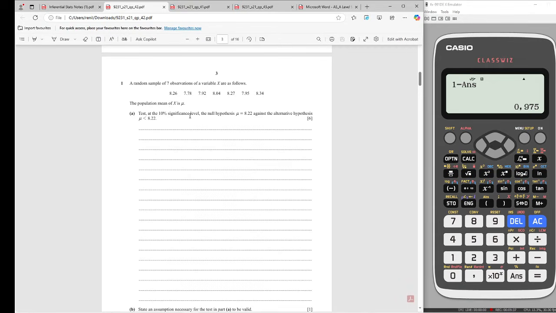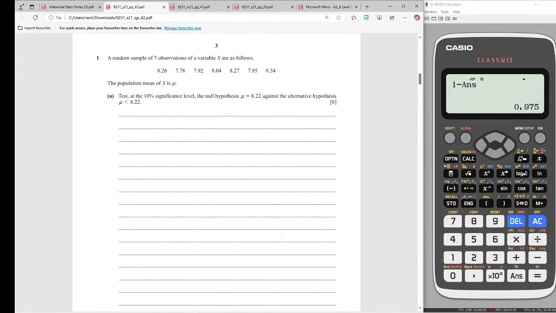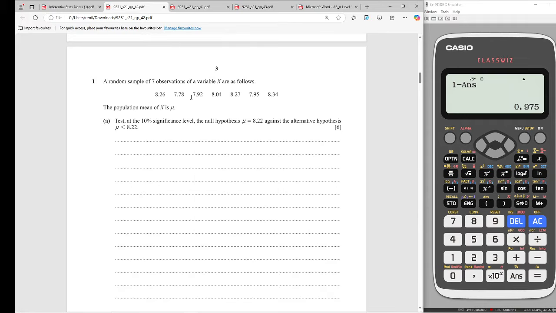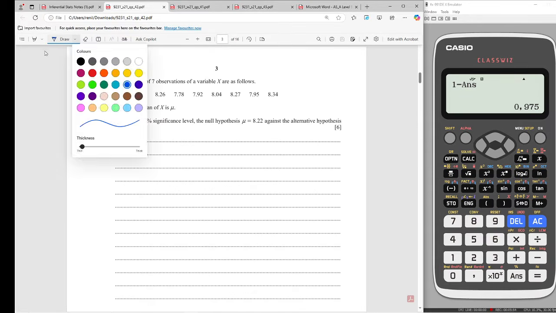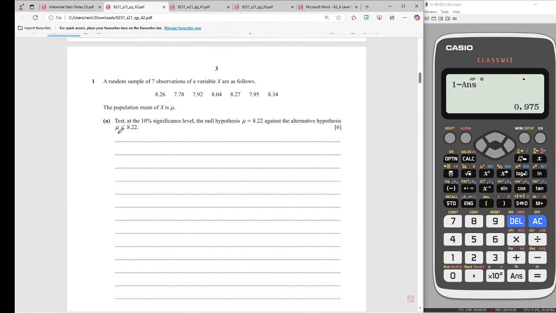Right, so over here we have a single sample test. We are testing at a 10% significance level, the null hypothesis and the alternative hypothesis. They've already stated a null and alternative hypothesis. However, just for good practice, I'd like to state them and write them down.